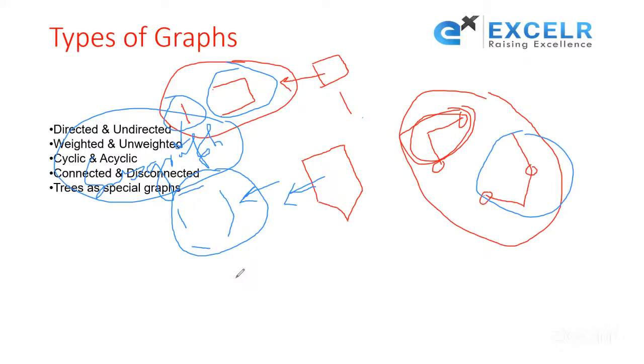So all the nodes in a disconnected graph are not connected. So it is a disconnected graph, or we can say there are two or more components in this graph. Even you can have a single vertex.